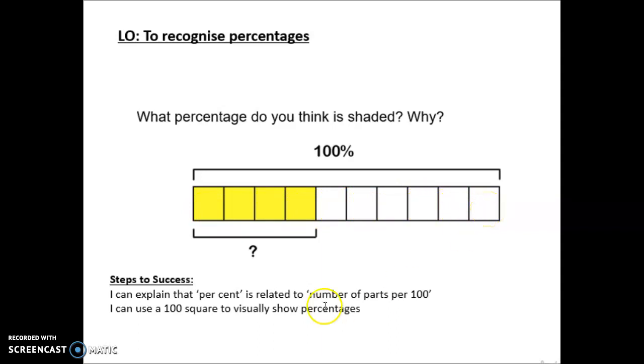So, bearing that in mind, how many are shaded? There are 4 shaded. If each one of those is worth 10, that's 10, 20, 30, 40.